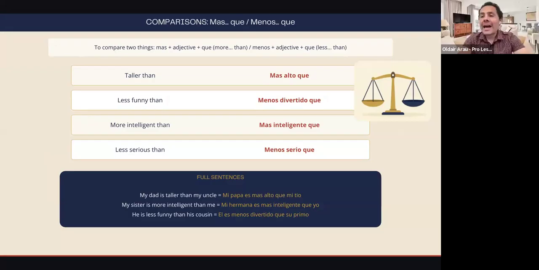So let's look at some of these examples at the bottom. It says, my dad is taller than my uncle. Mi papá es más alto que mi tío. Next one, my sister is more intelligent than me. Mi hermana es más inteligente que yo. Okay? Last one.